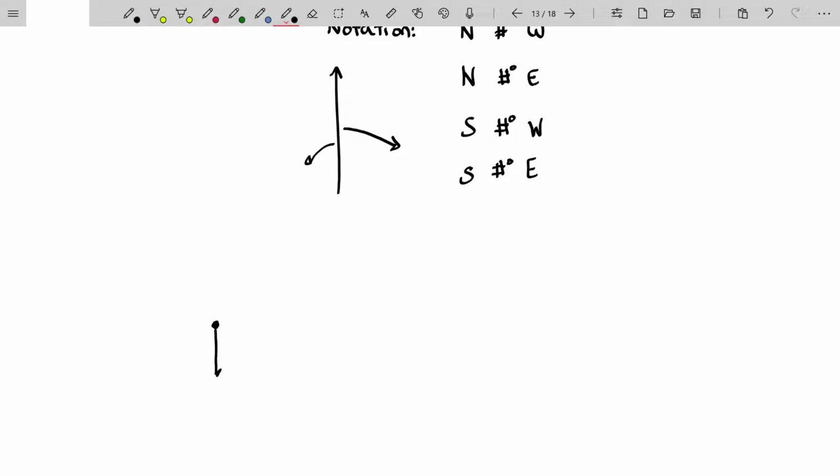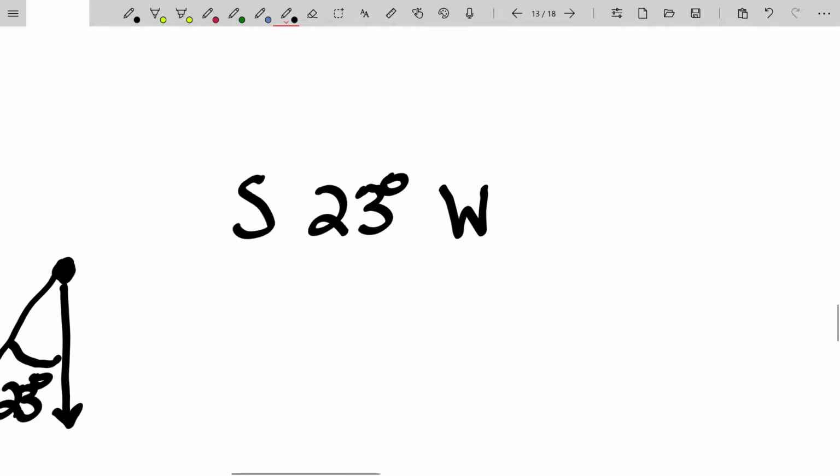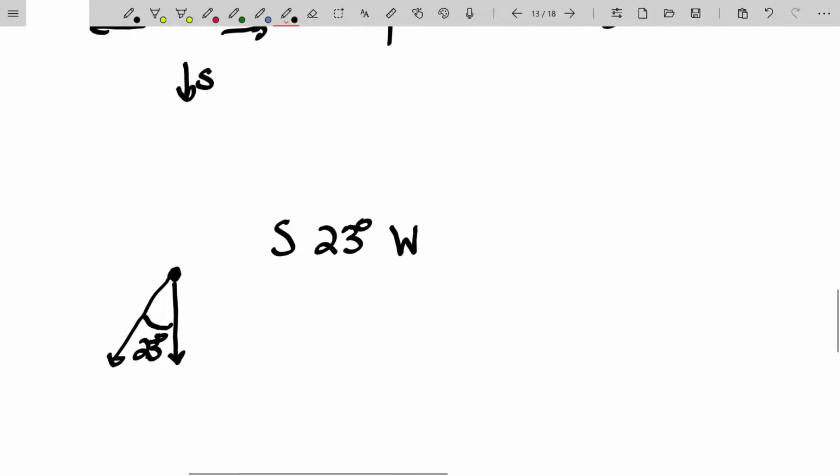Let's suppose that you're facing this direction and you turn this way by, let's say, 23 degrees. Then you are facing south, and you turn 23 degrees in the westerly direction. So south by 23 degrees west. West is this way, east is that way, obviously north, and then south. The bearing notation always starts with either north or south and ends with either east or west. The angle between those two is always acute, never negative, always between 0 and 90 degrees.